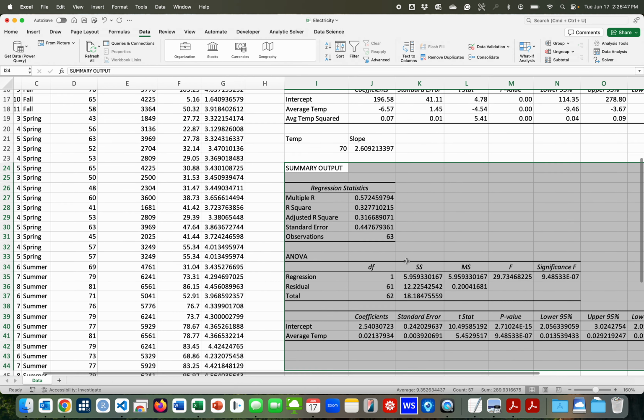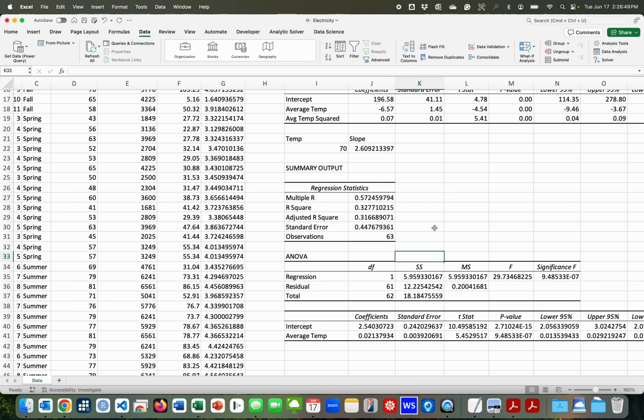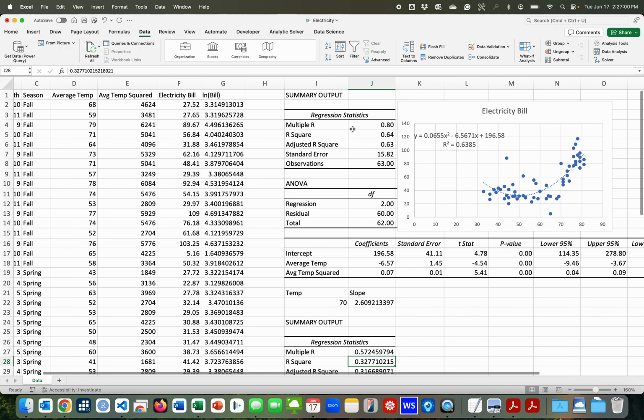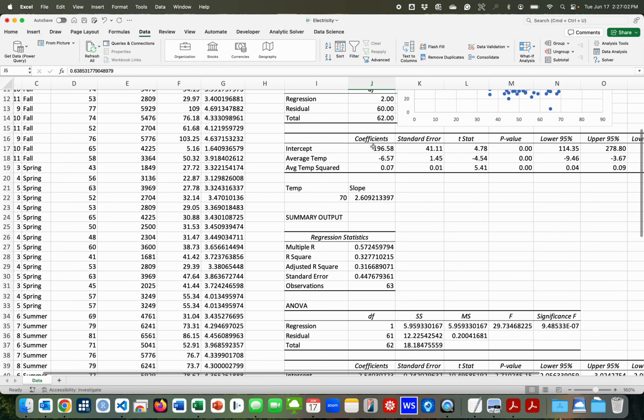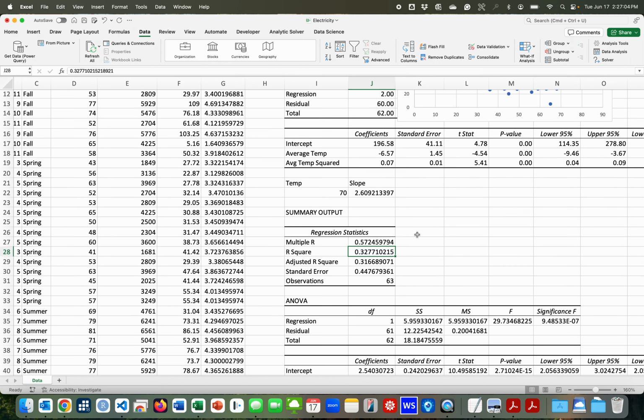And hit OK. So now we have our output when the dependent variable is the natural log of the electricity bill and the independent variable is the average temperature. The R square is 0.32. Now you have to be careful because you cannot compare the R square from the polynomial regression to the R square for the natural log regression.